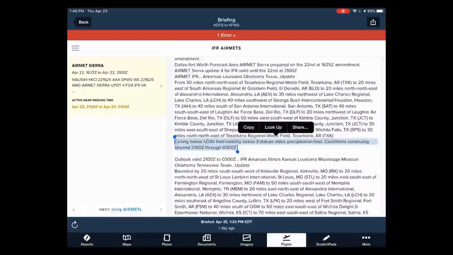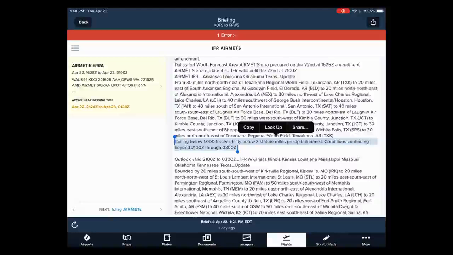The conditions, as you can see, this is critical. A lot of people will see the conditions stated and then kind of leave it there. What we need to focus on is the fact that not only are they what they are, but also they're calling for the conditions to continue beyond 21 Zulu through 0300 Zulu.